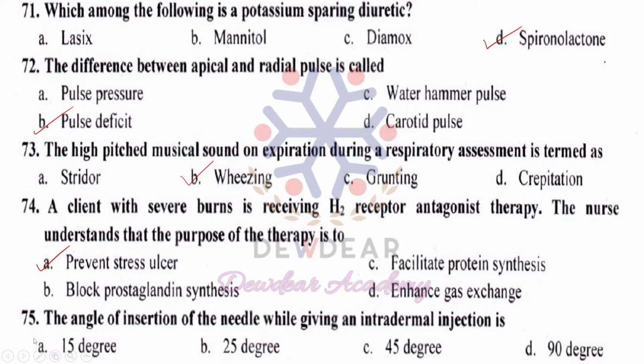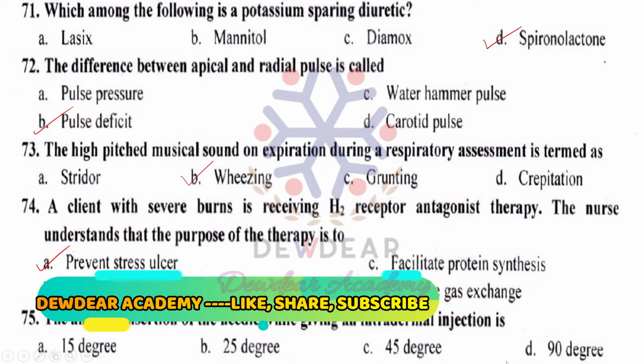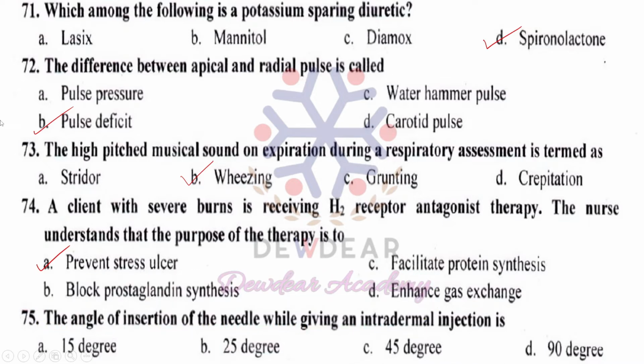Then question number 75: the angle of insertion of the needle while giving an intradermal injection is 15 degree, 25 degree, 45 degree, 90 degree. The correct answer is 15 degree. The angle of insertion of the needle should be 15 degree while giving intradermal injection. These questions are all from Foundations of Nursing.